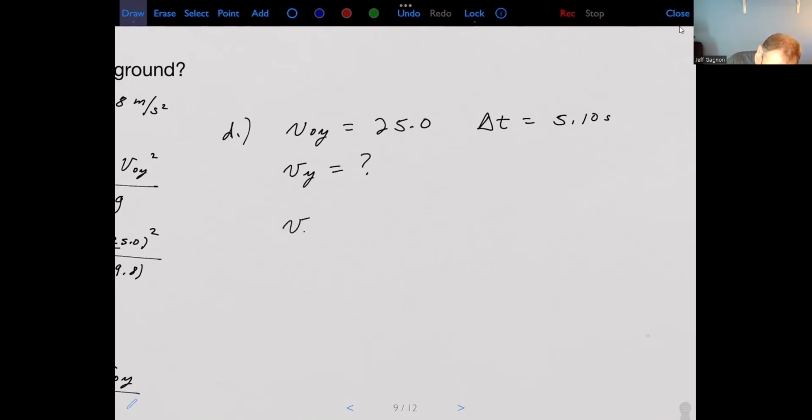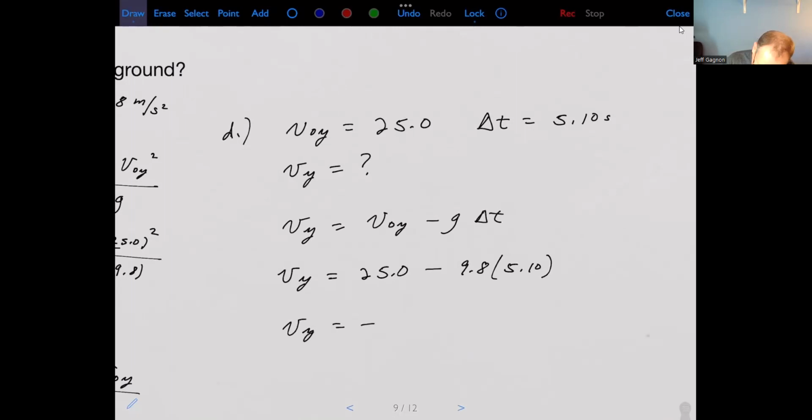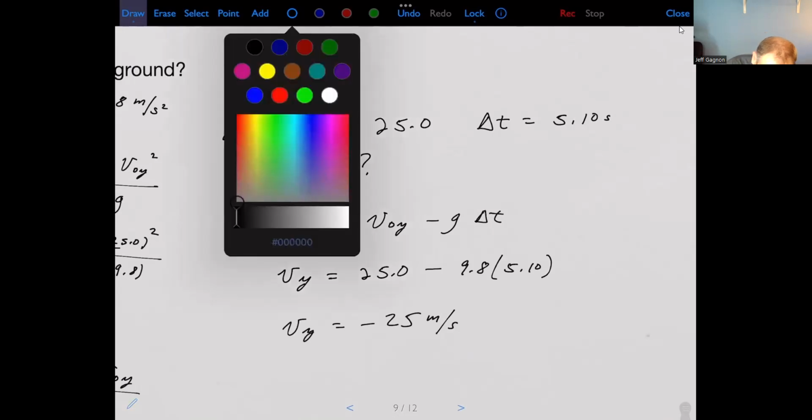So I can just plug directly into this equation. Vy equals V naught y minus g delta t. So if you do this, you're going to have 25 minus 9.8 times 5.10. And if you work this out, you're going to get Vy is negative 25 meters per second. Okay, what does the negative tell us? Well, the negative tells us that the ball is moving down, which makes sense, right? Because initially the ball was moving up.